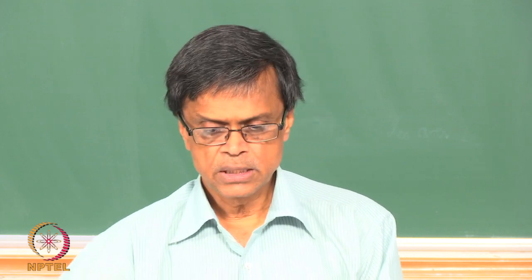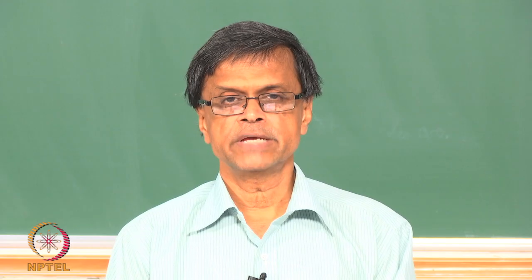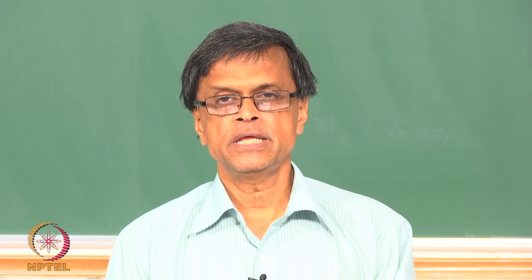So we got sum of squares for carbon, sum of squares for organism, sum of squares for nitrogen, because these are the 3 main effects. So look at the different terminologies by which I am addressing this. We can call it main effects, we can call it groups, we can call it independent variables.